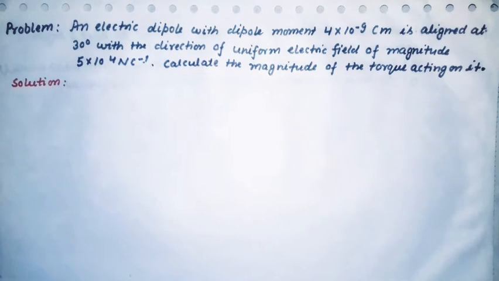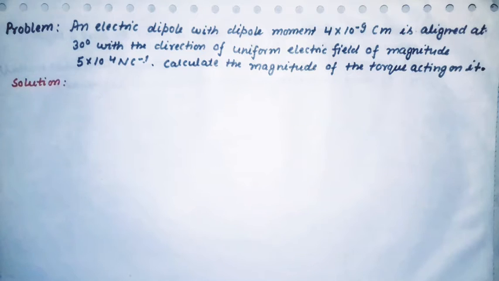An electric dipole with dipole moment 4 into 10 to the power minus 9 coulomb meter is aligned at 30 degrees with the direction of a uniform electric field of magnitude 5 into 10 to the power 4 Newton per Coulomb. Calculate the magnitude of the torque acting on it. So we have to find out the torque.